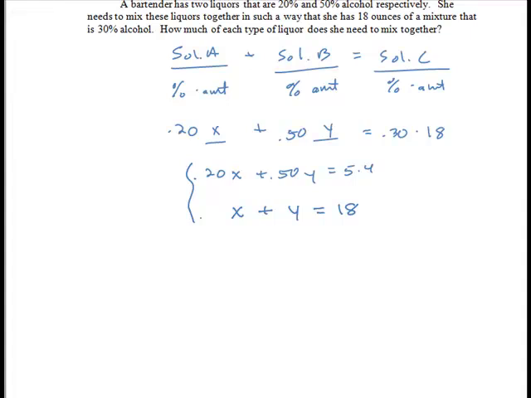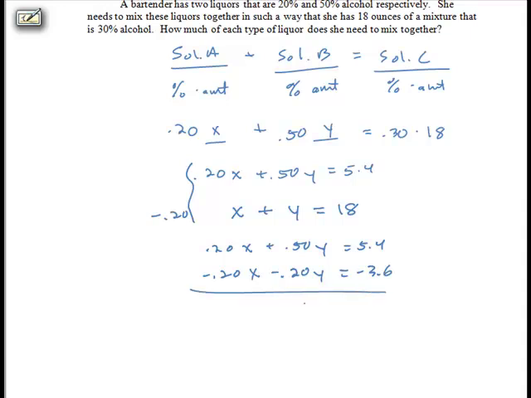Once again, you can solve using whichever method you prefer. Just because it's a little bit quicker and pretty easy, once again I'm going to solve using the elimination method. Eliminating the x's, multiply the second equation by negative 0.20. So the first equation does not change. The second equation becomes negative 0.20x minus 0.20y is equal to negative 3.6. Add the two equations together. 0.30y is equal to 1.8. So y is equal to 6.